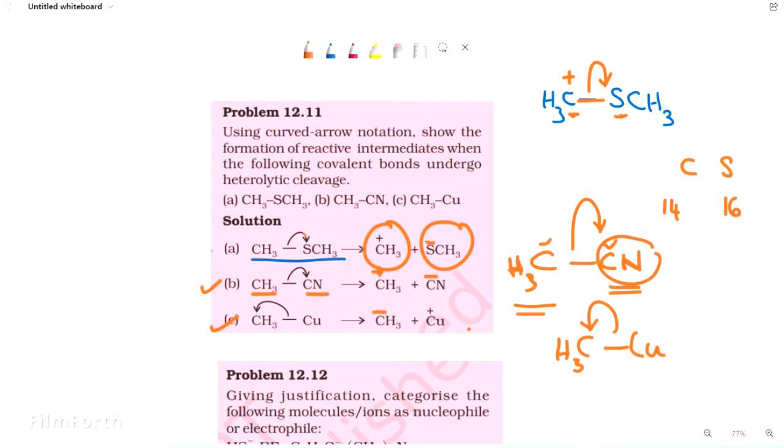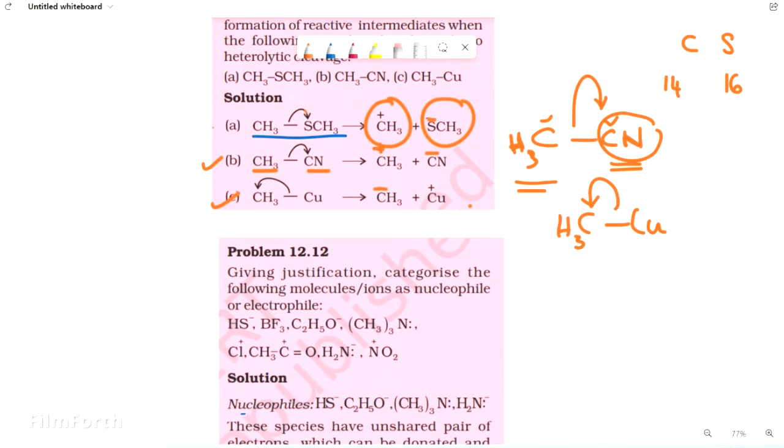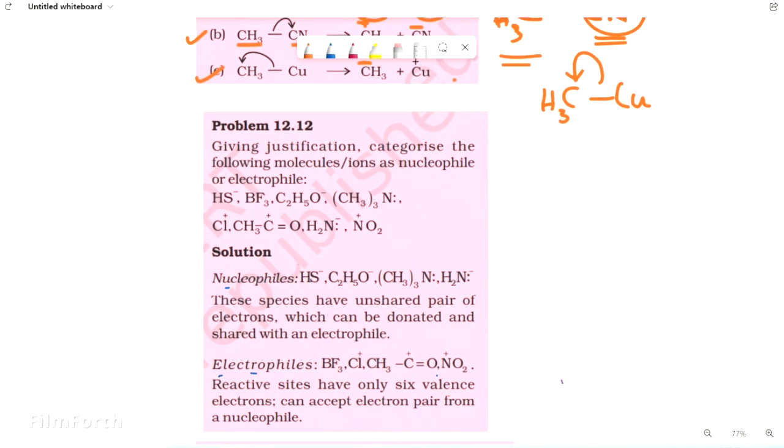So this is problem 12.11, and now we have the next example, problem 12.12. Giving justification, categorize the following molecules or ions as nucleophile or electrophile. So we have SH minus. Here I am writing nucleophile and electrophile. Electrophiles will usually have either a positive charge or be neutral. Nucleophiles will usually have a negative charge. This is an easy way to represent it.